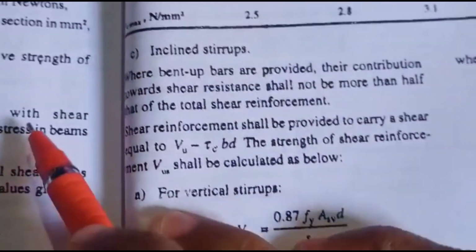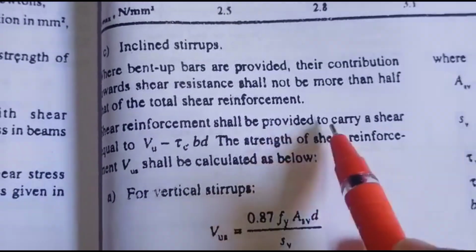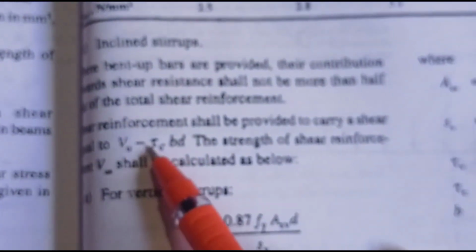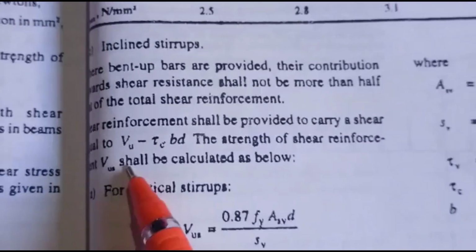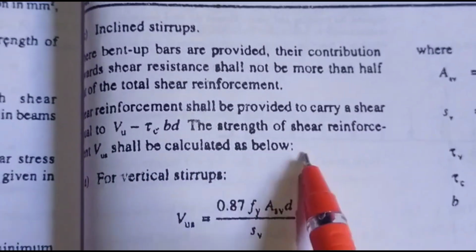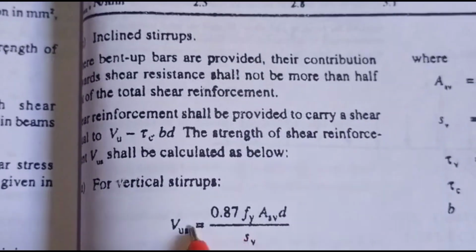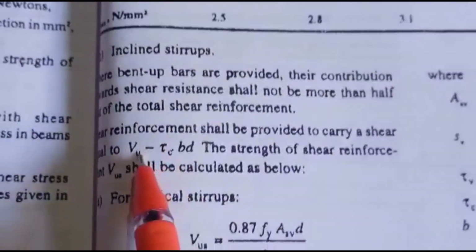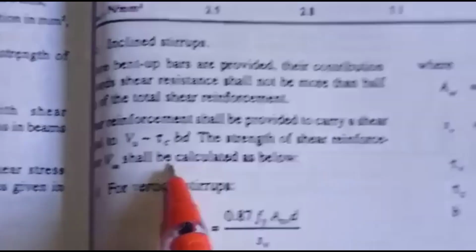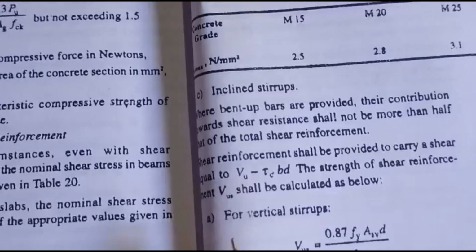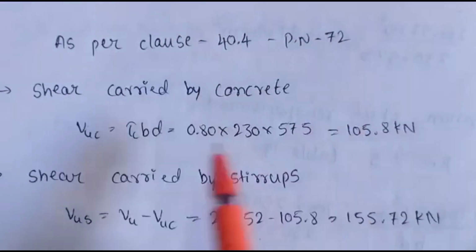So they have said one more here. Shear reinforcement shall be provided to carry a shear equal to Vus = Vu - tau c b d. The strength of shear reinforcement, that is Vus, shall be calculated as below. So by using this formula we will calculate the Vus, and by using the formula Vuc = tau c b d, we will calculate the shear carried by concrete. We will show one by one. So as per clause 40.4, page number 72, we have just seen.